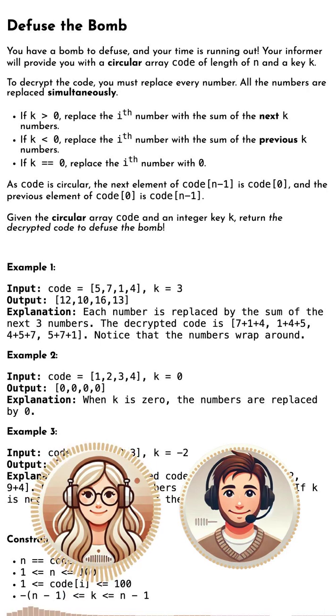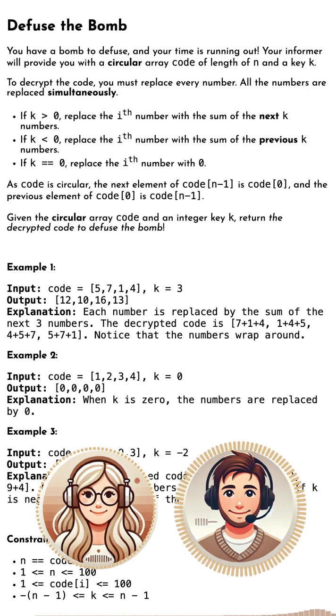Okay, so since our K is positive 3, we're going to move forward in the array. So starting with our first element, 5, we add it to the next 3 numbers: 7, 1. And then remember that wraparound we talked about? We go back to the beginning and add 4. Right, because it's circular. Exactly. So that sum, which is 17, becomes our first decrypted value. Gotcha. Then we move to the next element, 7, and repeat the process. Okay, I think I'm getting the hang of this.